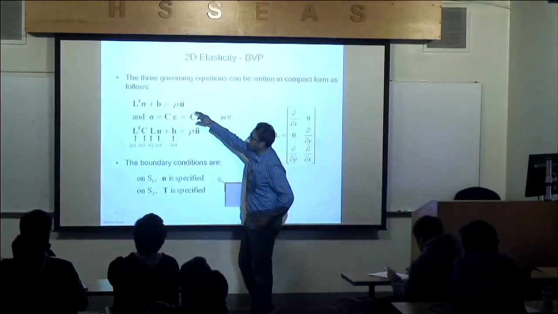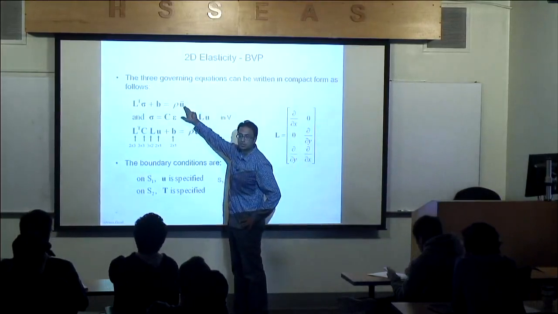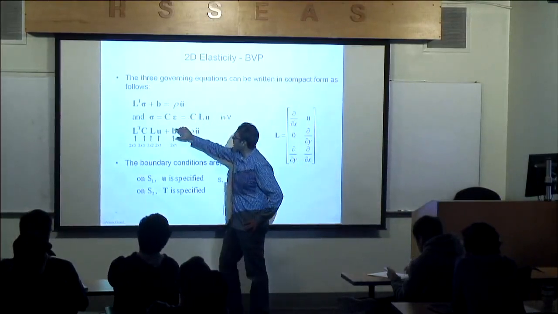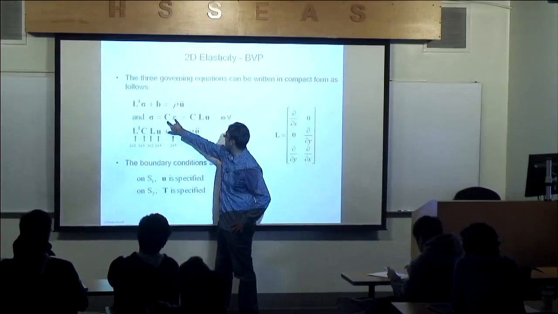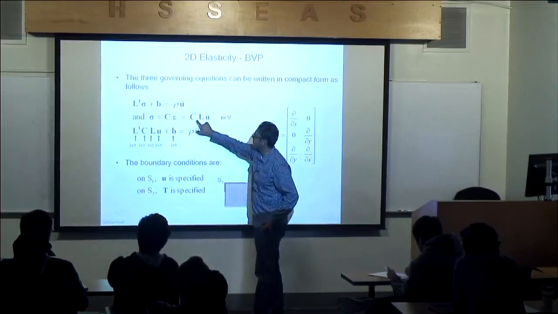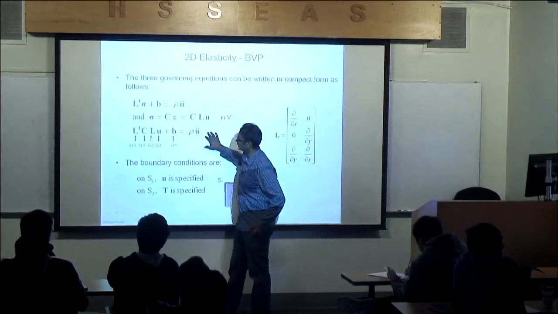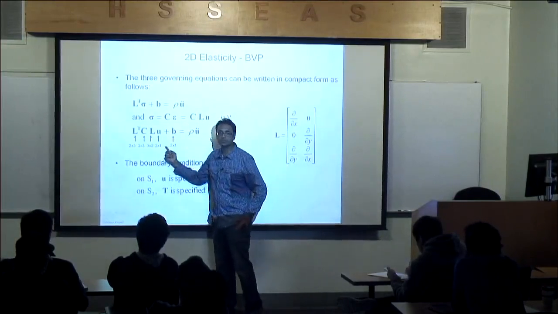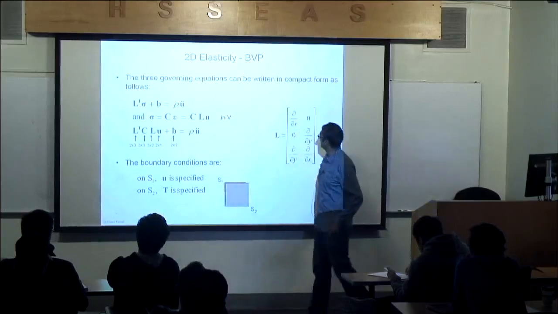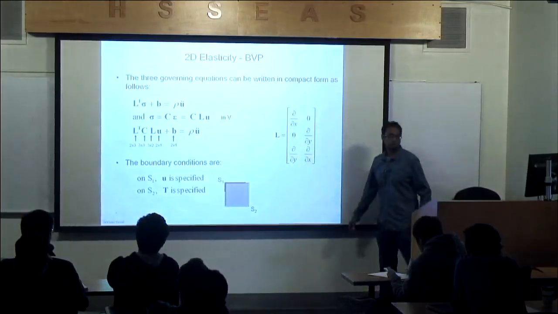I have two equations here. That's my strong form. I can substitute what sigma is, which is C times epsilon. C times epsilon is C times L times U, right? Substitute that there, and then I get two equations here, and I give you the size of the matrices. Very clear here. And that's your L bold.